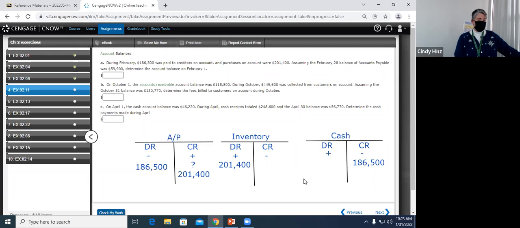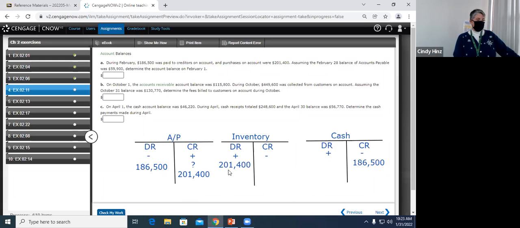So let's look at that transaction. We have a debit for $186,500 and a credit for $186,500. I'm happy with that because they balance. We had an asset, cash, go down, and the liability went down by the same amount. So our balance sheet equation remains in balance.